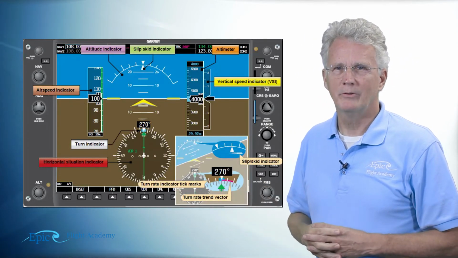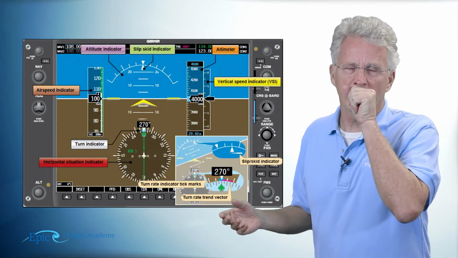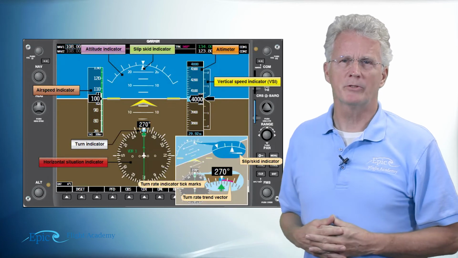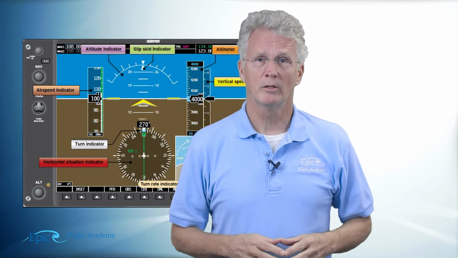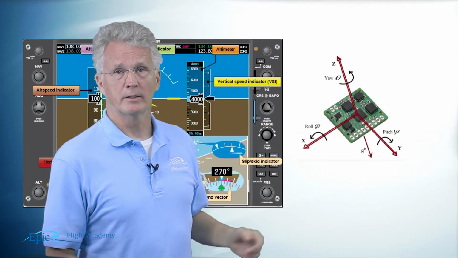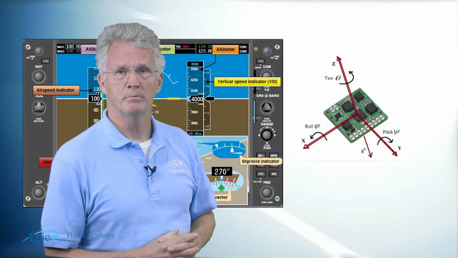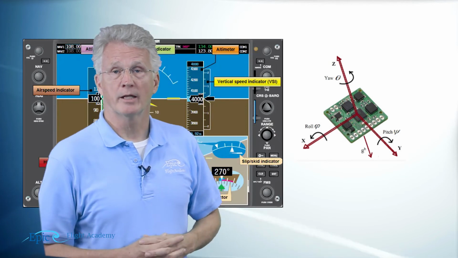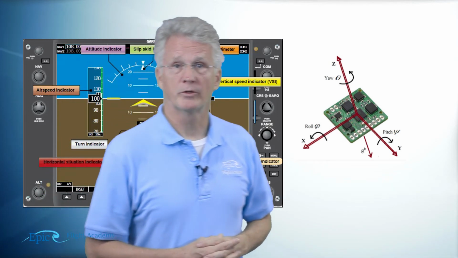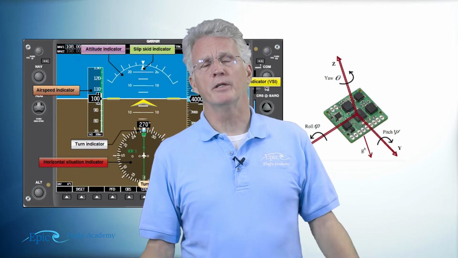Where does this attitude indicator get its attitudinal information? Well, it gets it from a little electronic chip called a MEMS gyro, and you see a blow up of that little chip right here. Now, there's going to be multiple MEMS chips in the various computers that comprise the G1000 flight system. So that's a quick review of the PFD.